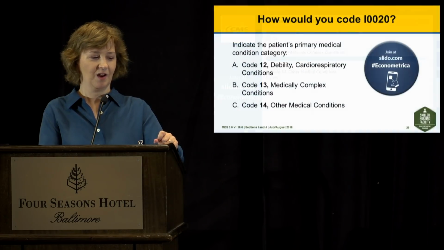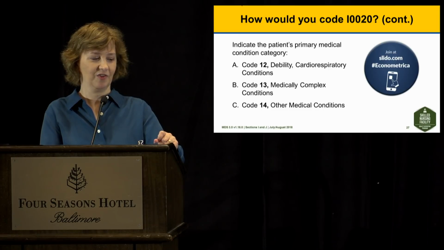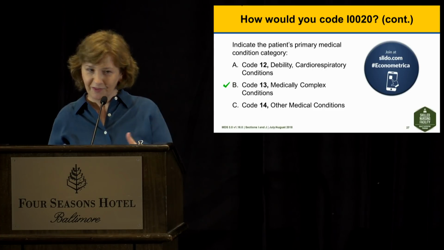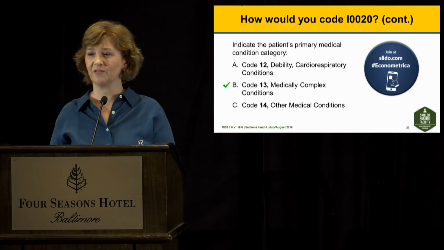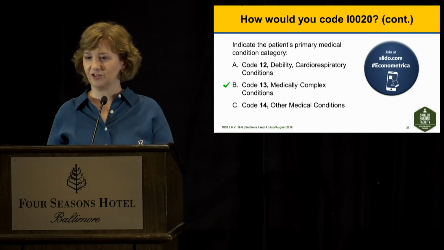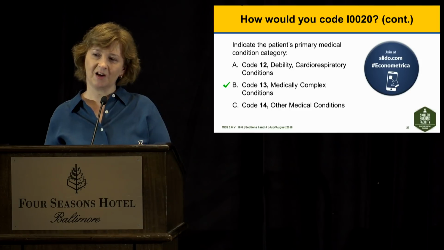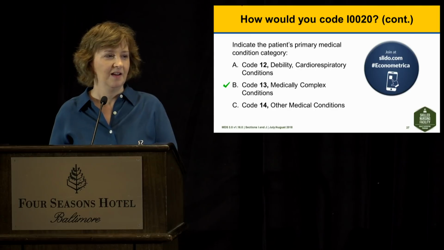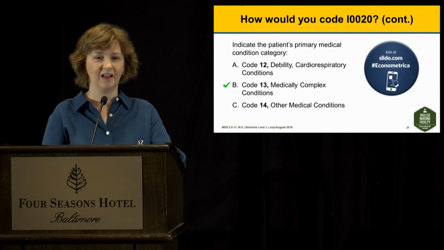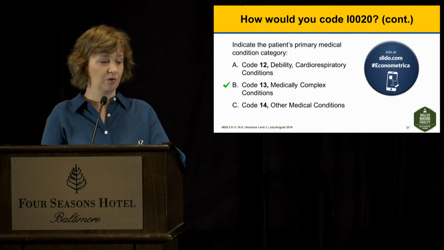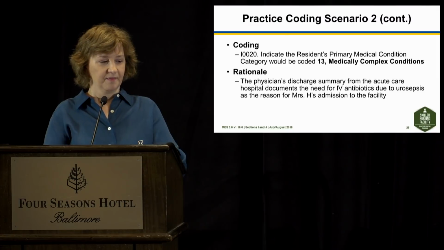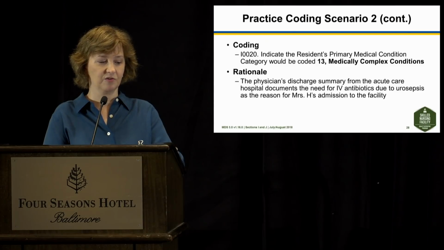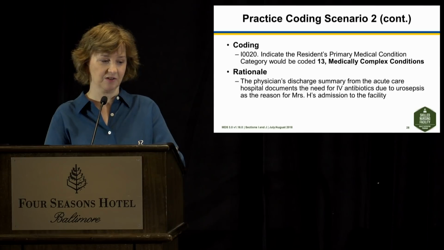Okay, so I think we can agree that the correct response is indeed 13, which is medically complex. So it is true that somebody who has lots of those things going on may develop debility, but in this case, there wasn't mention of debility being an issue for this particular person. So without specific documentation of debility, the constellation of the urosepsis, the kidney disease and hypertension led us to the medically complex category and code 13. Great. Okay, so again, the rationale, the physician's discharge summary from the acute care hospital documents the need for IV antibiotics due to urosepsis as the reason for Mrs. H's admission to the facility.